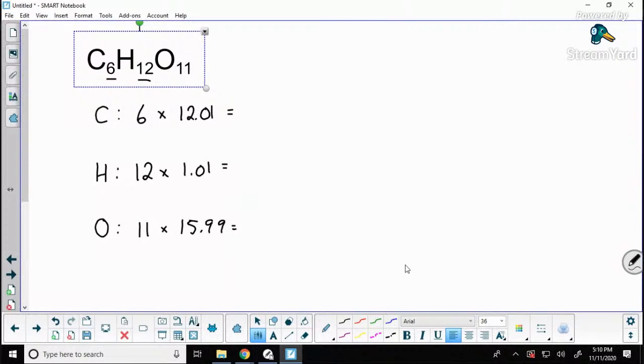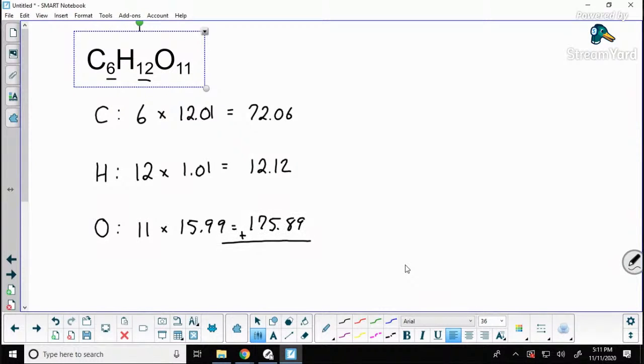I would now multiply. So 6 times 12.01 gives you 72.06. And that would be grams of carbon within 1 mole of this compound. For hydrogen, 12 times 1.01 would give you 12.12. And then for oxygen, 11 times 15.99 would give you 175.89.